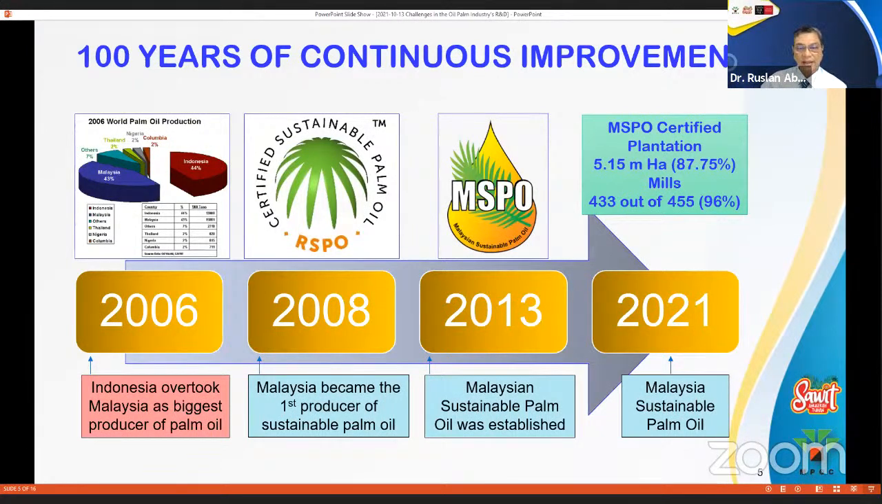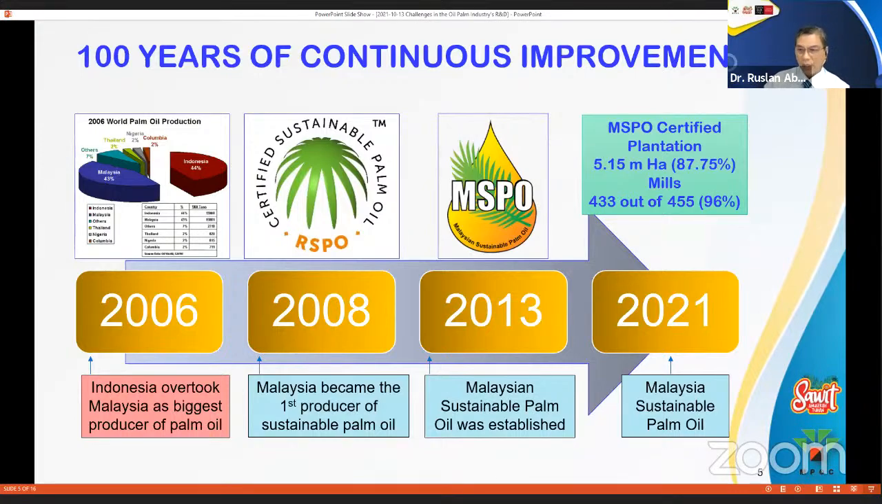Then in 2008, Malaysia became the first country to produce and export sustainable palm oil. In 2013, Malaysia established the Malaysian Sustainable Palm Oil, where the government made it mandatory for all the oil palm produced by Malaysia to be certified sustainable. And now in 2021, we have about 87.75% of our plantation certified under the MSPO, and 96 of our mills certified MSPO.